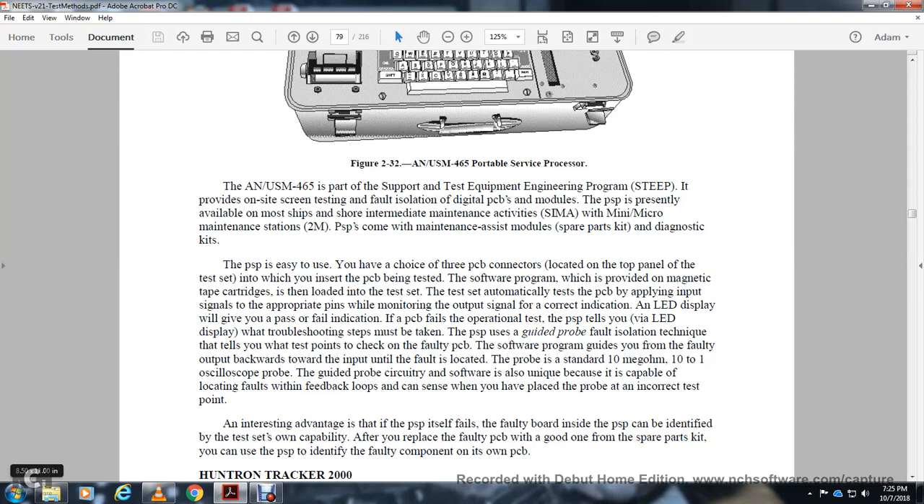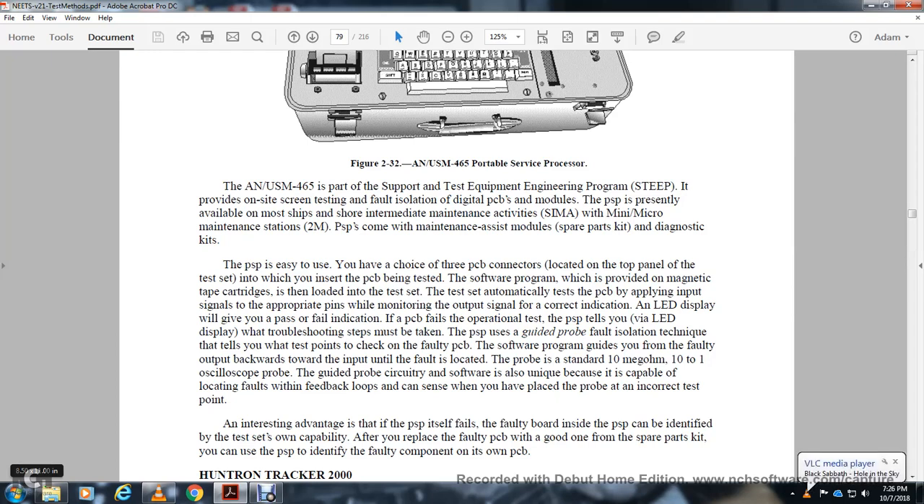The PSP comes in the maintenance assistant module spare part kit for the diagnostic kit. The PSP is easy to use. You have the choice of the printed circuit board connector located at the top of the panel to test and serve the printed circuit board being tested. The software program on a magnetic tape cartridge leads the test set automatically through the printed circuit board, applying input signals to the appropriate pins while monitoring output signals for the correct indication. The LED display will give you a pass or fail indication.